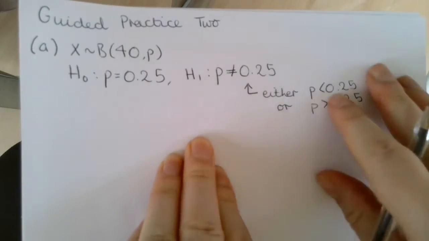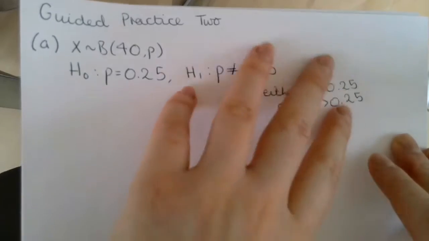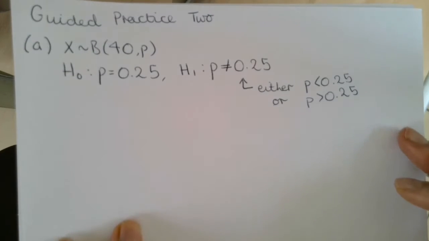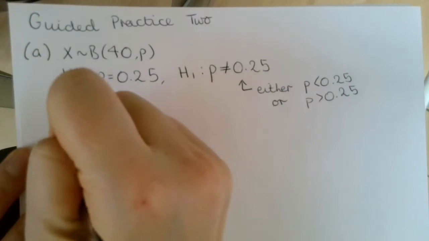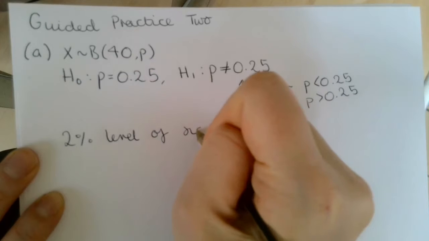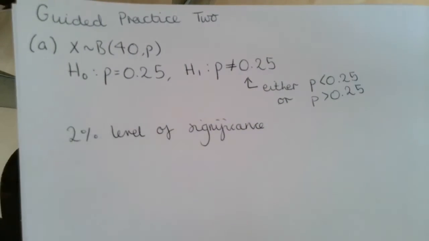We need to find a critical region where the probability is greater than 0.25 and a critical region where the probability is less than 0.25. So we are going to be using for part A a 2% level of significance to find a critical region. And it says the probability in each tail should be as close to 0.01 as possible.